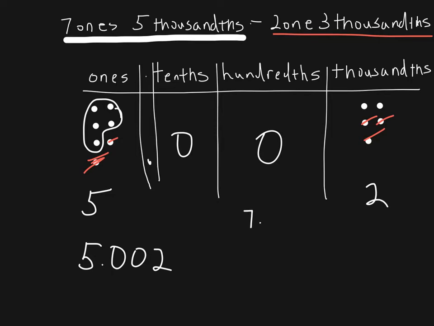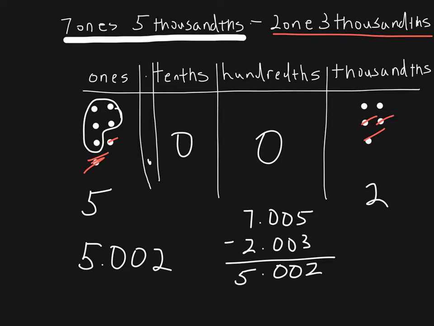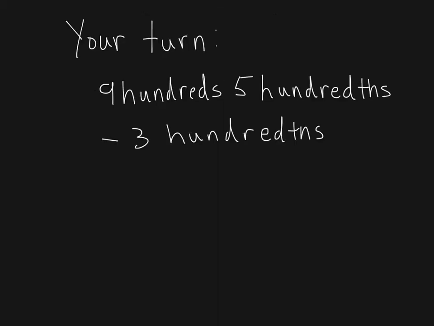7 ones and 5/1000. Subtract 2 ones and 3/1000. I'll have 2 in the thousands place, 0 in the hundreds place, 0 in the tenths place. Don't forget the decimal or your answer will look like it's wrong. And then I'll have a 5 in the ones place, 5 and 2/1000.